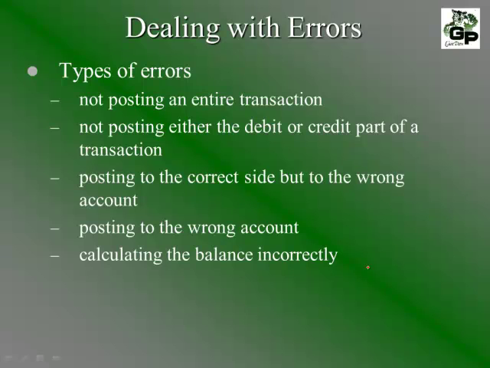Sometimes we have errors where we just simply calculate the balance incorrectly. We hit the wrong keys on the calculator and we end up with the wrong answer. Sometimes people transpose figures. 96 instead of 69, 74 instead of 47, 64 instead of 46, and so on.